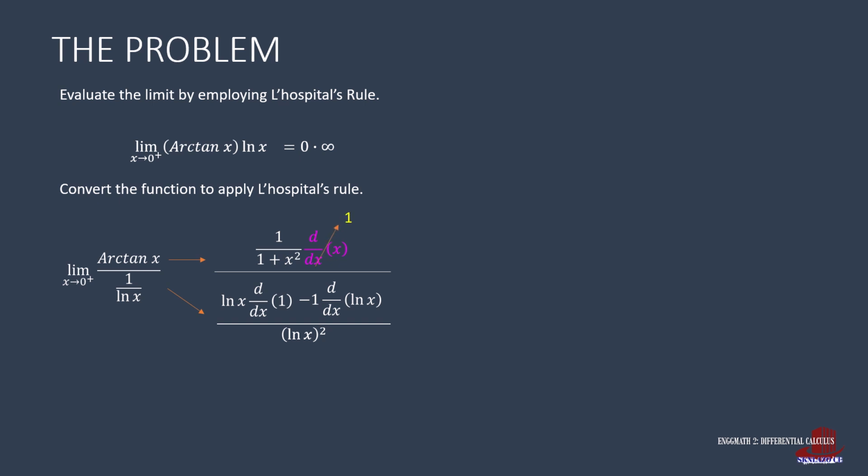Completing the limit, simplify dx over dx as 1, and d over dx of 1 is 0. The numerator is then simplified as 1 over 1 plus x squared. The denominator is still the square of ln of x. Then its numerator is negative 1 over x with the derivative of x over x through chain rule. Dx over dx is 1.